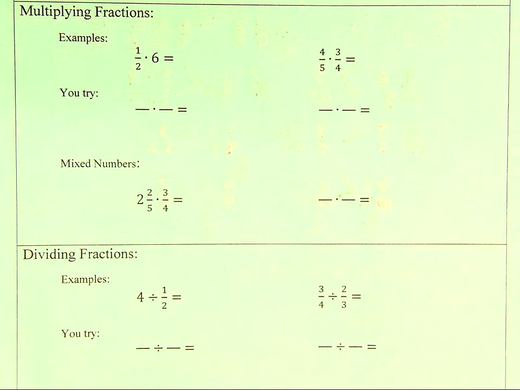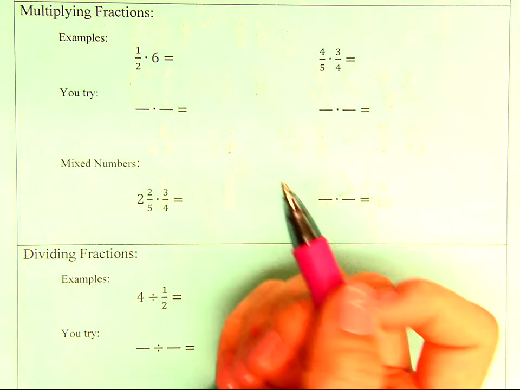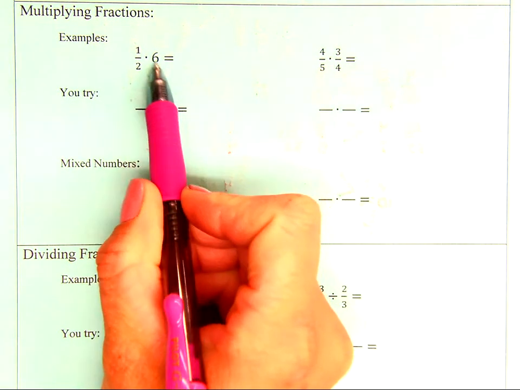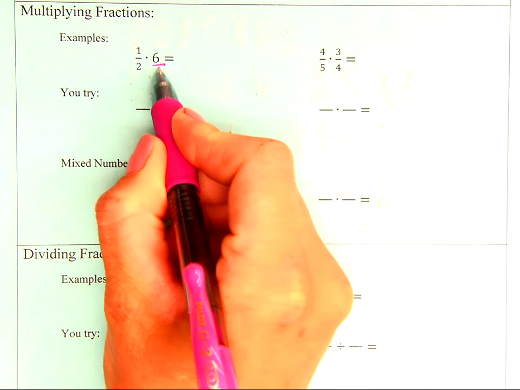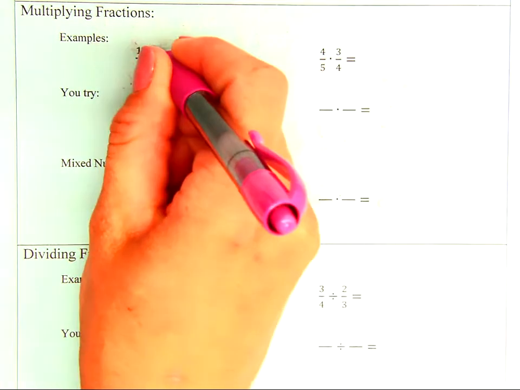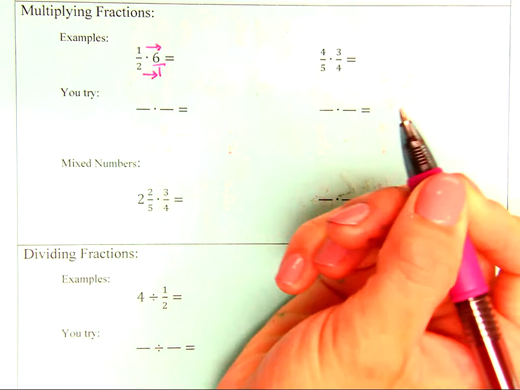All right, we're going to look at multiplying and dividing fractions. Now, unlike adding and subtracting fractions, we do not need a common denominator. Okay, so if we look at multiplying fractions, we need both of our numbers to be fractions. So the 6 we can turn into a fraction by just putting a 1 on the bottom. And then multiplying fractions, we just go straight across on the top and straight across on the bottom.